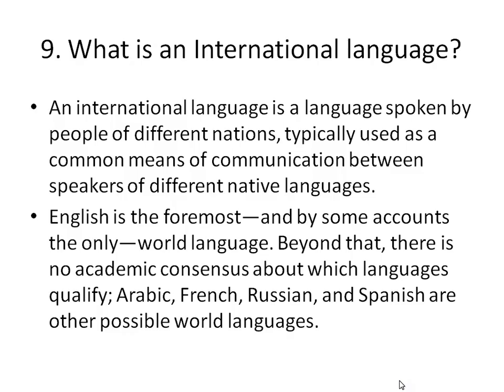Okay, so that is the official language. International language, that is the next one. International language is a language spoken by people of different nations. If we split it, it was inter-national.